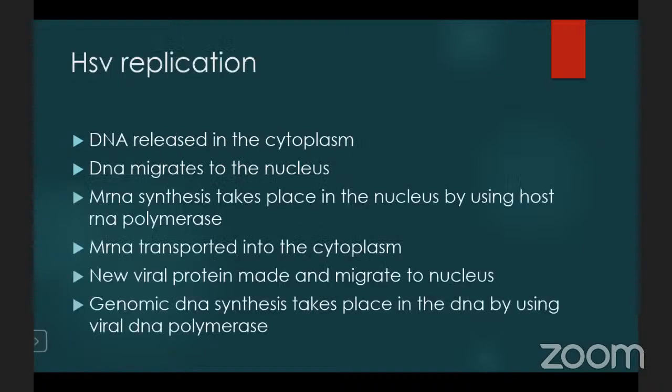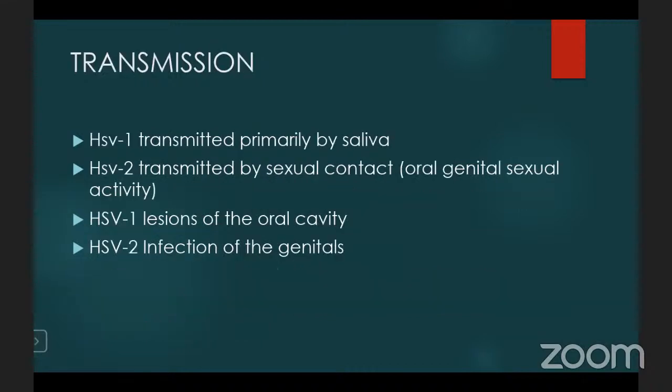Herpes simplex virus replication. First, the DNA is released into the cytoplasm. Next, the DNA migrates to the nucleus. mRNA synthesis takes place in the nucleus by using host RNA polymerase. Next, the mRNA is transported into the cytoplasm. From there, new viral proteins are made and migrate to the nucleus. Genomic DNA synthesis takes place in the nucleus by using viral DNA polymerase.